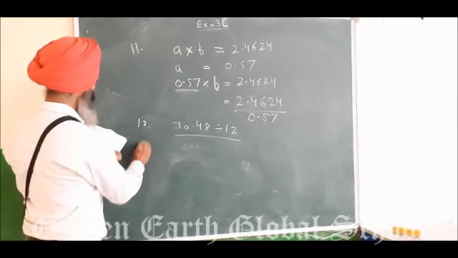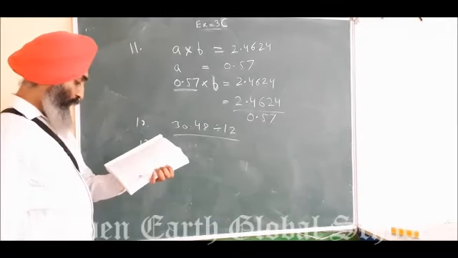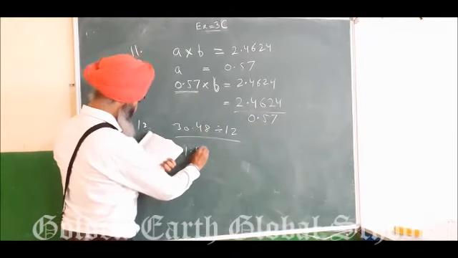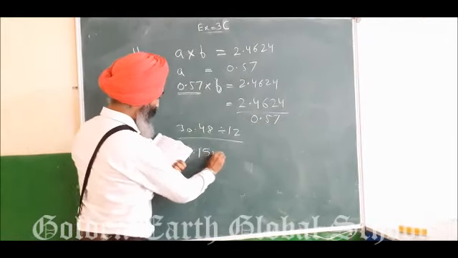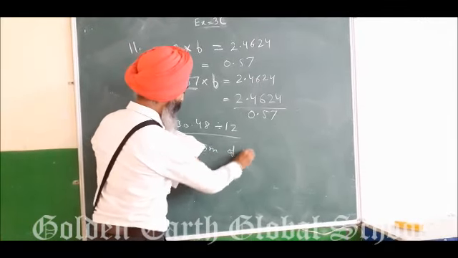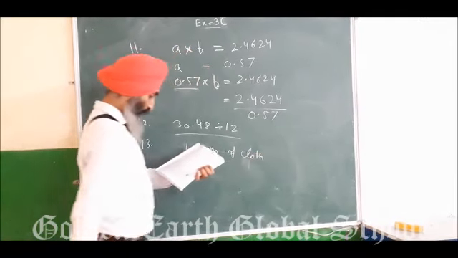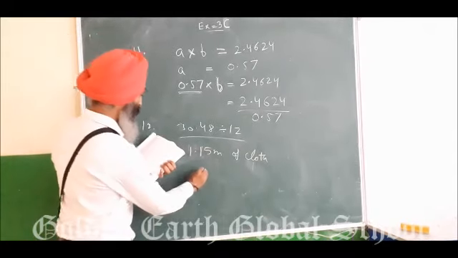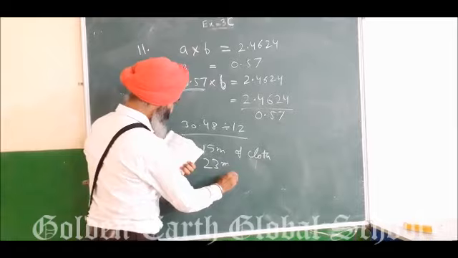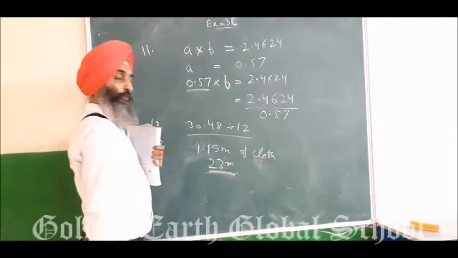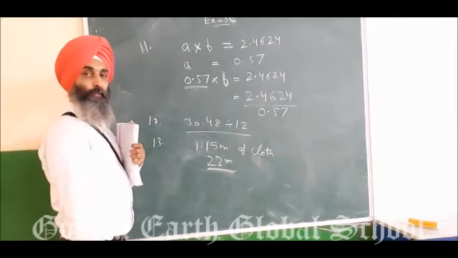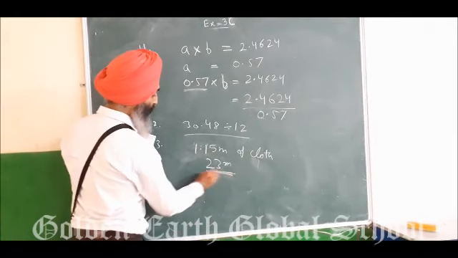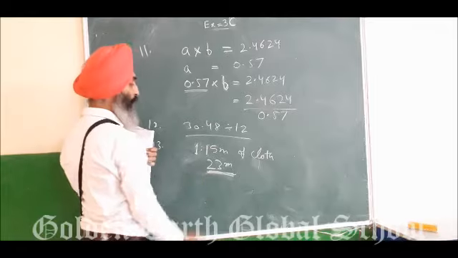Now the 13th question. A school uniform requires 1.15 meter of cloth. So our question is, how many uniforms can be prepared from 23 meter of cloth? So what you will do? By the unitary method, it is also a division. So from 23 meter of cloth, how many uniforms can be prepared?